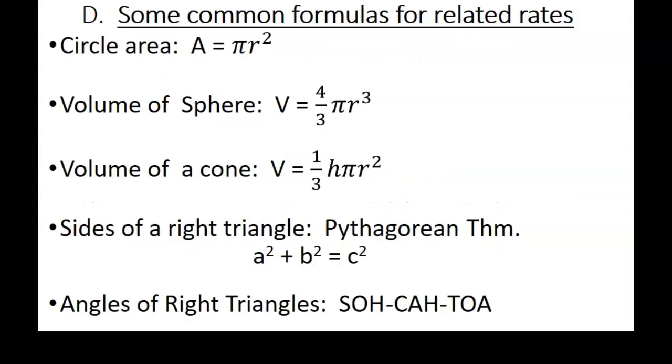Word problems are always fun. Here's a list of some common formulas. You're going to probably see problems that use areas, the area of a circle. In this case, we're showing that A and R are related to each other. Volume of a sphere, volume and radius are related to each other. The volume of a cone has three variables. Volume, height, and radius are related to each other. Sides of a right triangle, the Pythagorean theorem, where these two are the legs and this is the hypotenuse. And then SOHCAHTOA will probably make an appearance tomorrow. Okay, so those are some common formulas we're going to be using.